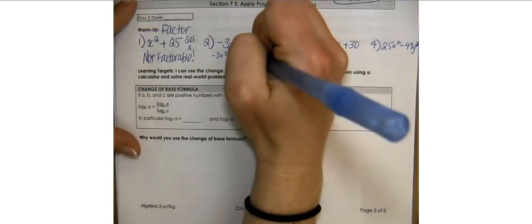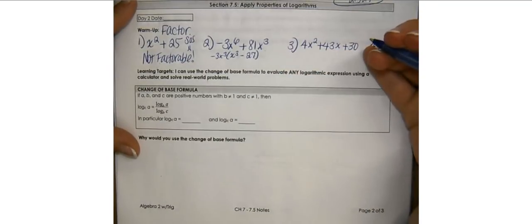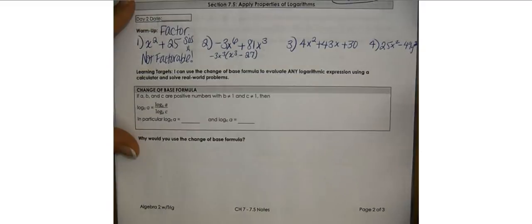For number 2, both of these two terms have in common a 3, and they have at least 3 x's. Because we always want our leading term to be positive, I'm going to factor out a negative 3x cubed. What I'm left with is an x to the 3rd power minus 27. Now, x cubed minus 27, that is a difference of cubes. So that means that we're going to break it apart using SOPs.